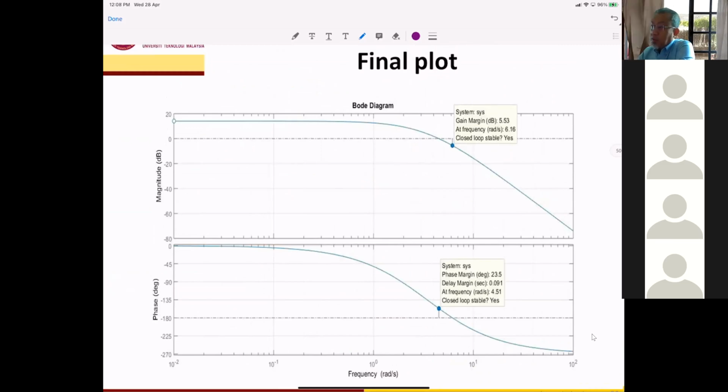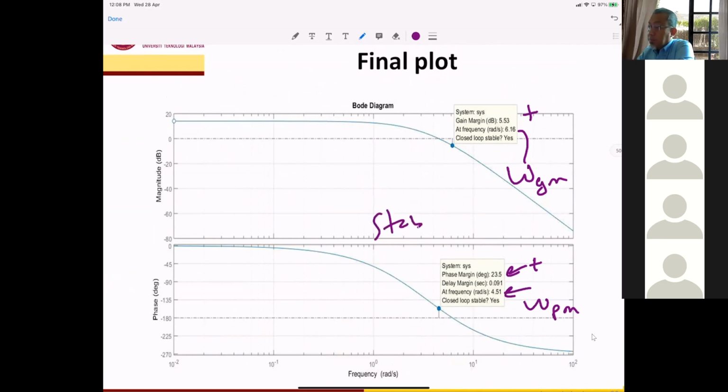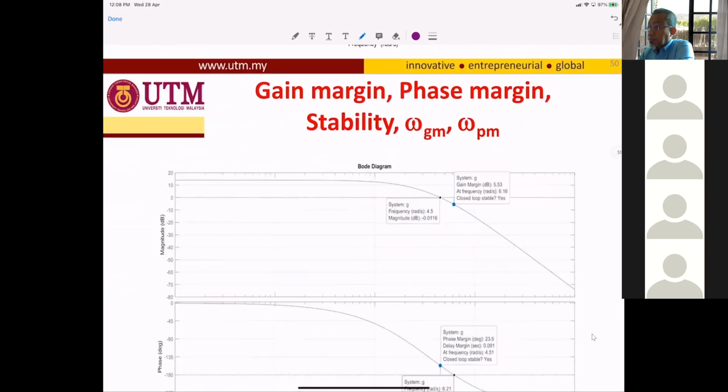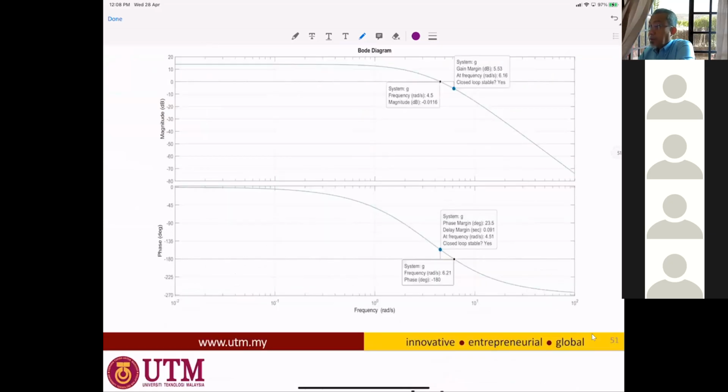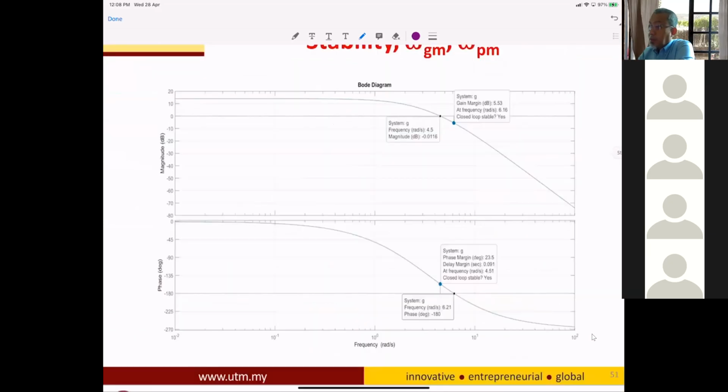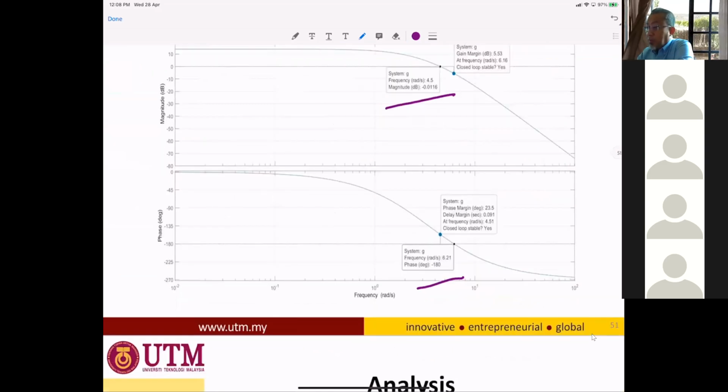So the gain margin is positive, 5.53, and this is the omega GM, and the phase margin is also positive, which will give you the omega PM, omega phase margin. So the system is stable. This one is similar, but it just gives you the value of the frequencies, 4.5 and 6.21 radian per second.